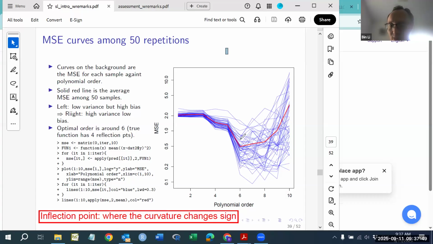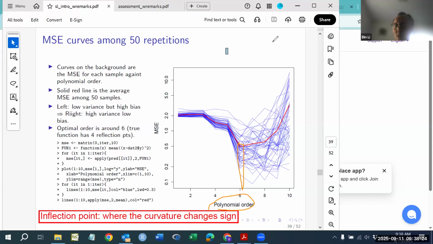So what is the best model? The best model you can see here is this one. On average, when the polynomial order is 6, that's the best. And that agrees with the truth, because when the polynomial order is 6, we have 4 inflection points. What is an inflection point? At an inflection point the curvature changes sign, which means the second order derivative changes sign.